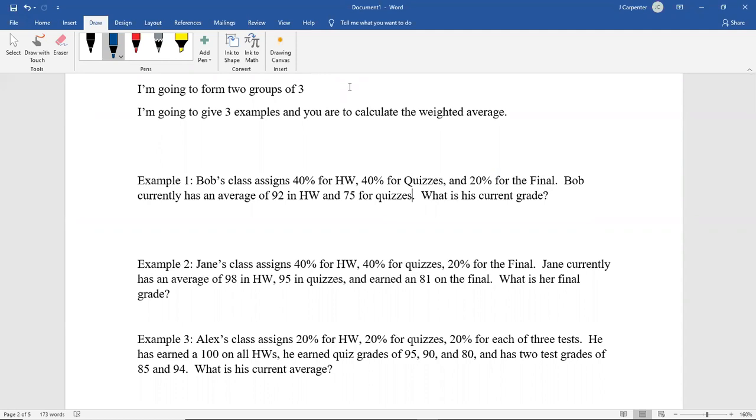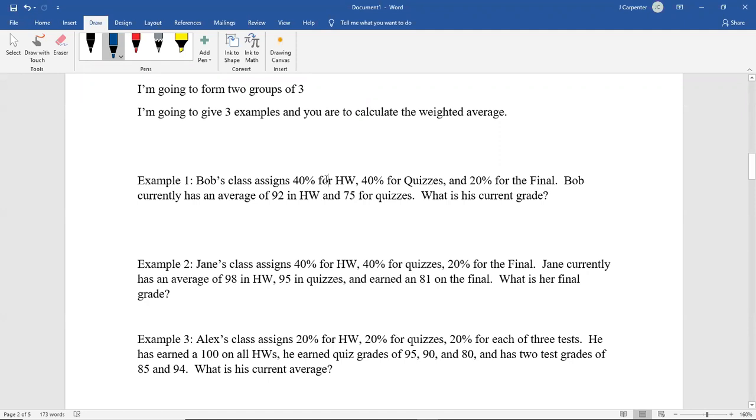So I heard someone say that for the first one, their grade is a C. Give me a number specifically. What grade did you calculate? 72. Can you tell me the math that you did to get that 72? I put both 40s, the 20, and the 92. And then I put the 75 under.